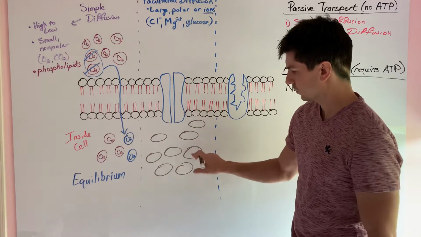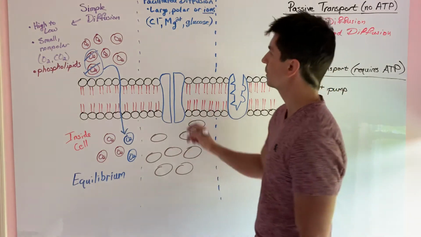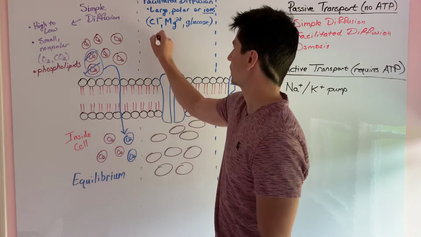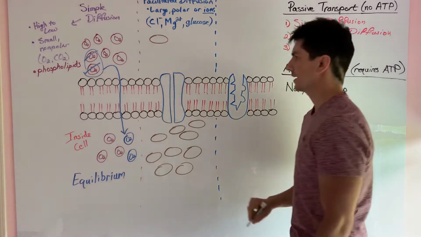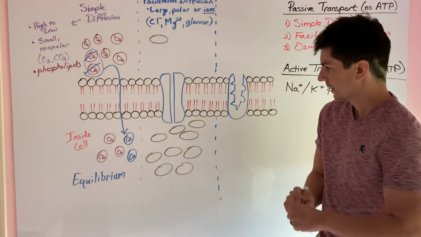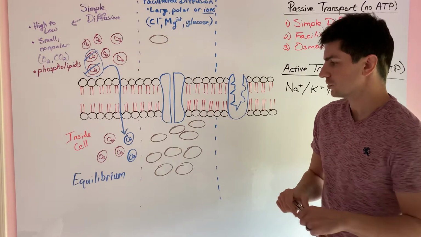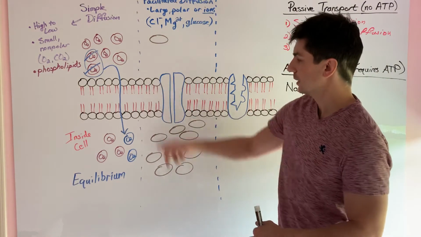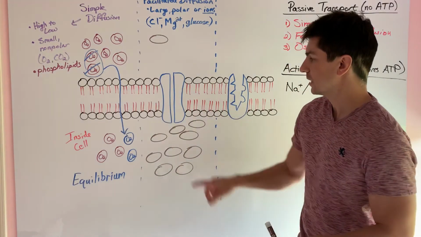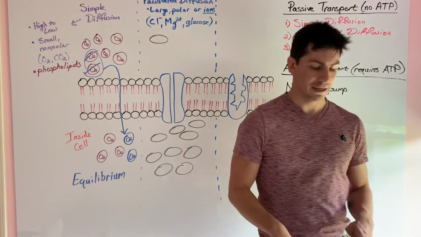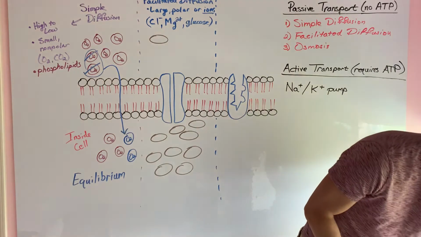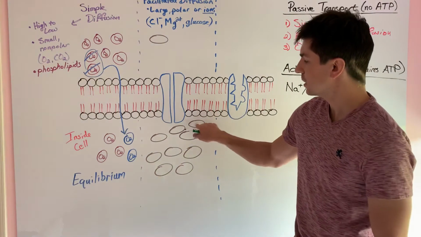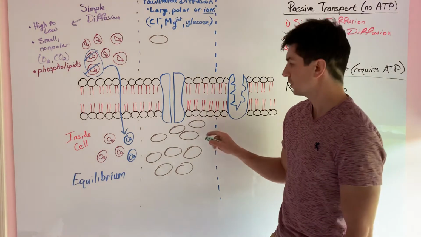All right, so 1, 2, 3, 4, 5, 6, 7, 8. And we'll draw one more. There's 9. And I'm going to draw one outside of the cell. Okay. Now, because these glucose molecules are very large, they can't fit through our phospholipids. This is where this guy's going to come into play. This is a membrane protein. And what that membrane protein is going to do is allow these larger polar molecules to pass through.